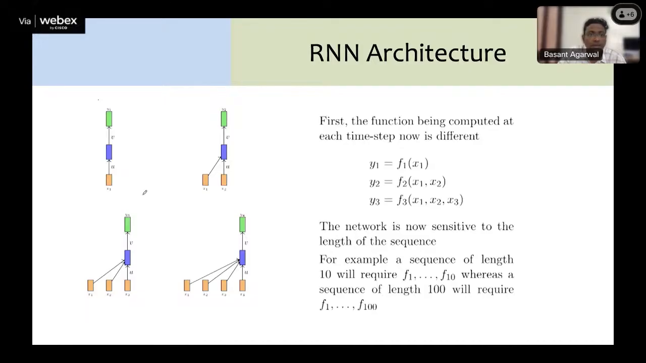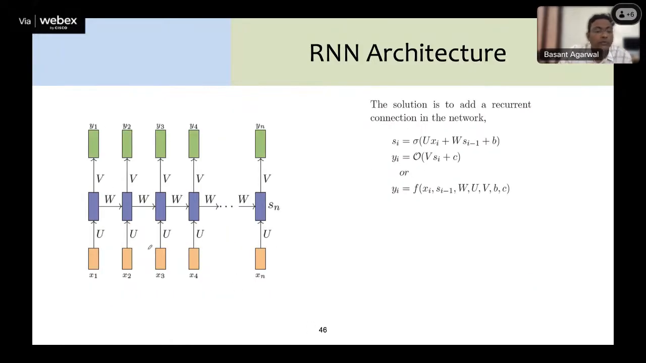Now this is a function of x1. This is a function of x1, x2, and this is a function of x1, x2, and x3, and so on. If we have, let's say, 10 timestamps, then that function will become a function of 10 variables. And that is why we have two other options. So we cannot directly connect like this. It will be very complicated also.